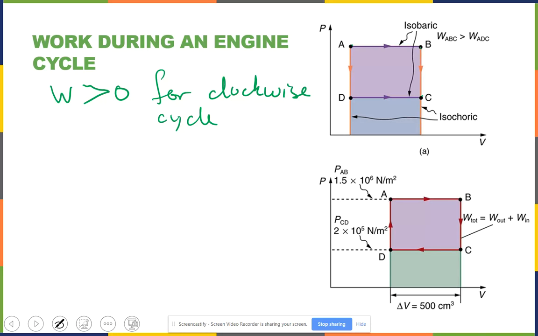So here we have some numbers. We have a delta V given, and we have pressures given. I'm going to go one step further and say that V1 is 500 centimeters cubed, which makes V2 1,000 centimeters cubed. So I've put in numbers. I have the pressure and the volume that I start with.